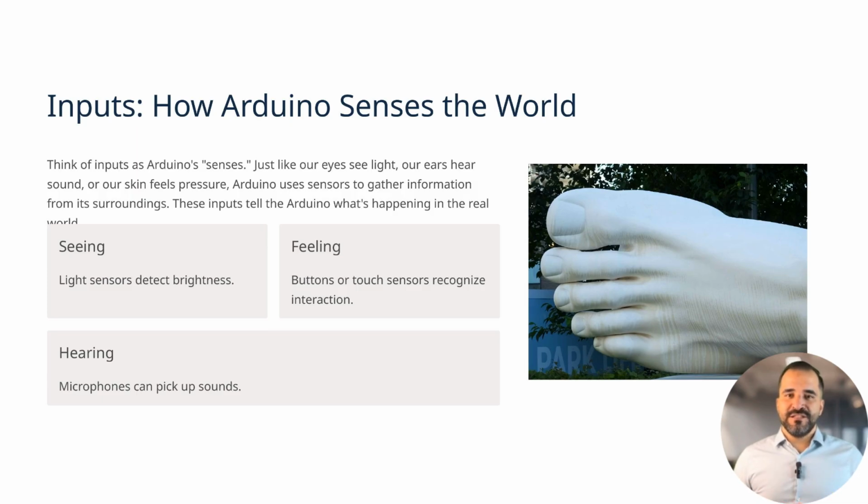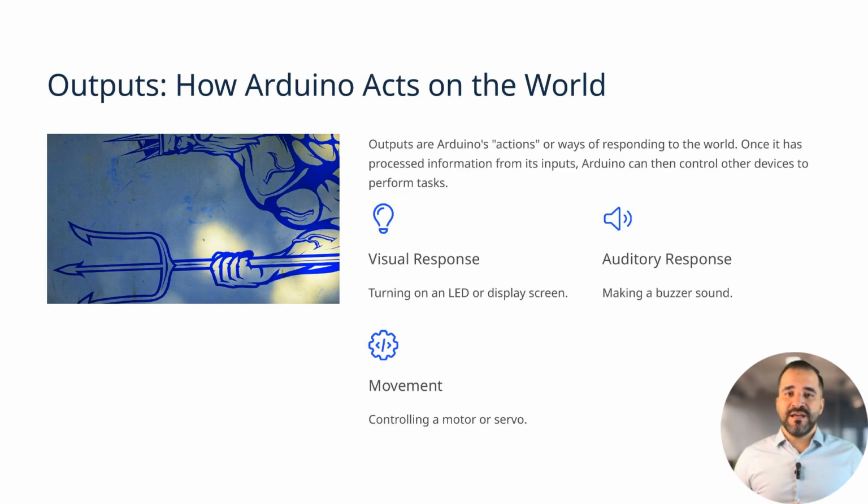These input devices collect real-time data, which the Arduino then processes using code logic. Based on the input, it decides what output action to perform, turning on a light, sounding a buzzer, or moving a motor. Understanding inputs is the first step in creating interactive and responsive Arduino projects. They bridge the gap between the physical world and the digital brain of your board, making real-world conditions part of your program's logic.